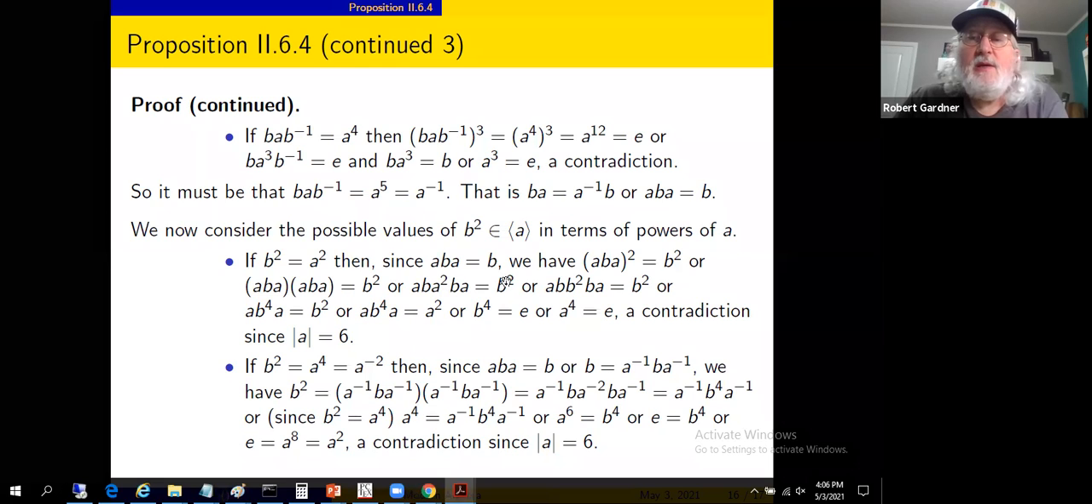A b a equals b. We can square both sides of that to get a b a squared equals b squared. A b a times a b a equals b squared. That would be a squared. The two a's get together, times b a equals b squared. A squared, you can replace a squared with b squared under these conditions, under these hypotheses. A squared and b squared are the same, so replace that a squared with a b squared.